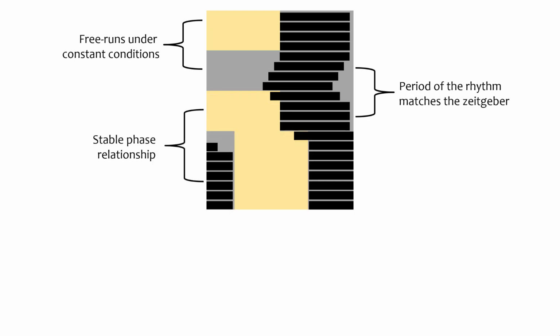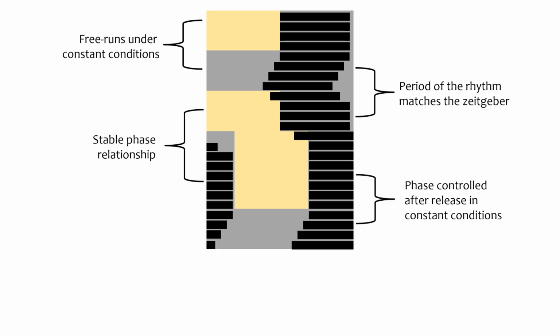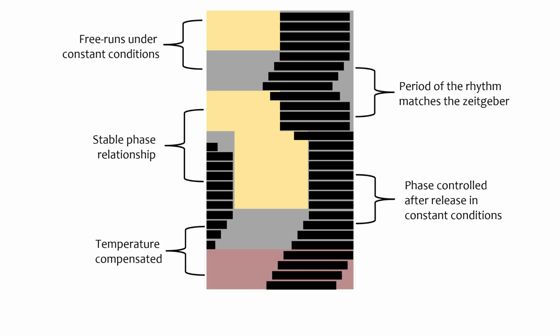In summary, the key properties of an entrainable oscillator are that it free runs under constant conditions, has a period that matches the zeitgeber, adopts a stable phase relationship with the zeitgeber, is phase controlled after release into constant conditions, and for circadian oscillators is temperature compensated.